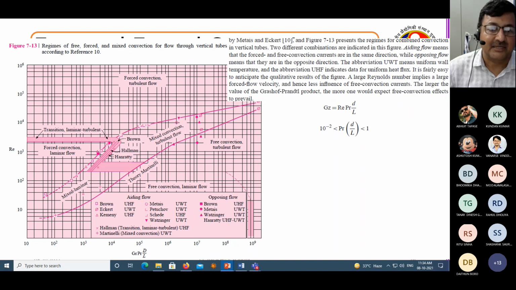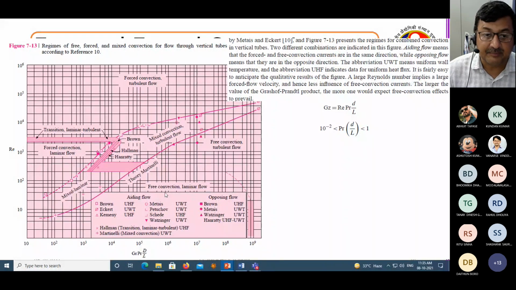Okay. Now, if you look at these two, this is a mixed laminar flow. Mixed laminar flow means that in this situation, free convection is also there, forced convection is also there. This is a forced laminar convection, right? This is free, if you have very high Grashof number, free convection laminar flow. 10 to the power 7 onwards, free convection turbulent flow. Here Grashof number is dominating. Here up to 10 to the power 3.